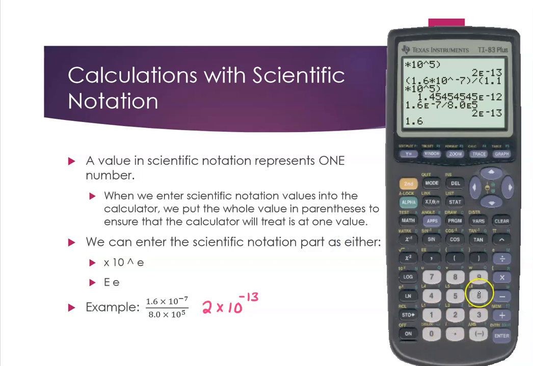Let's do this problem again without any parentheses, times 10 to the -7 divided by 8.0 times 10 to the 5th. All right, the answer I get here is 0.002, which is very different from 2 times 10 to the -13. So your calculator isn't smart enough to know that this whole thing is scientific notation, so it's using order of operations, which means that the answers that you get are going to be incorrect. So you just have to make sure that you put it in parentheses if you're doing the times 10 in order to get the correct answer.